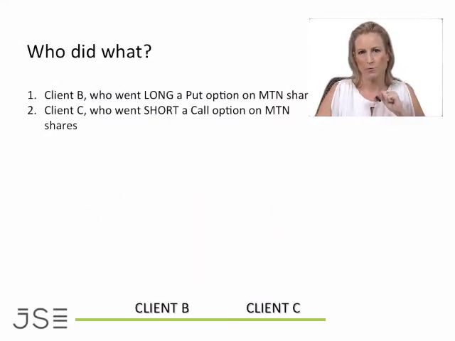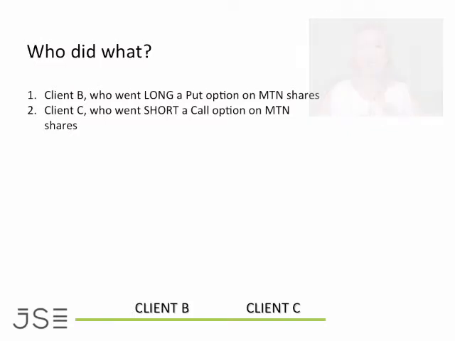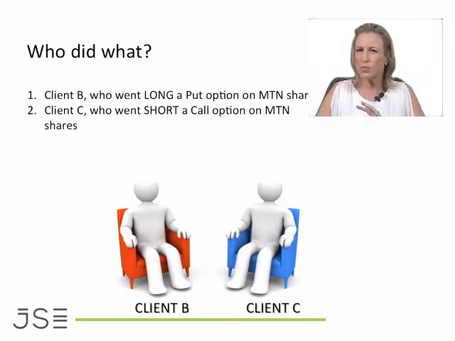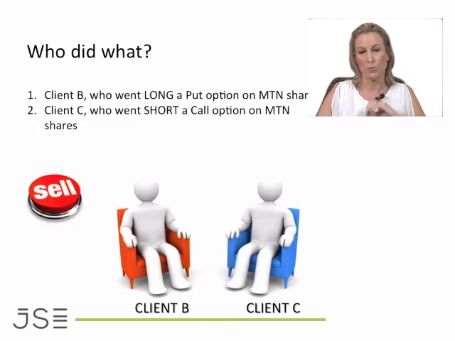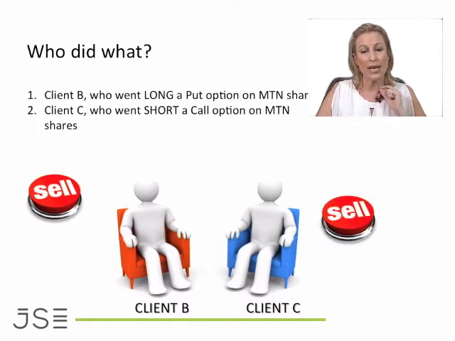Right, let's take it a step further. What about client B who went long a put option? And client C who went short a call option? Let's just make sure we understand these concepts correctly. If you have gone long a put option, you've paid for the rights to sell the MTN shares at a future date. Client C, however, has sold his rights to someone else and may have the obligation to sell those MTN shares to whoever exercises against him at a future date. I hope that clears up the longs and shorts of calls and puts.